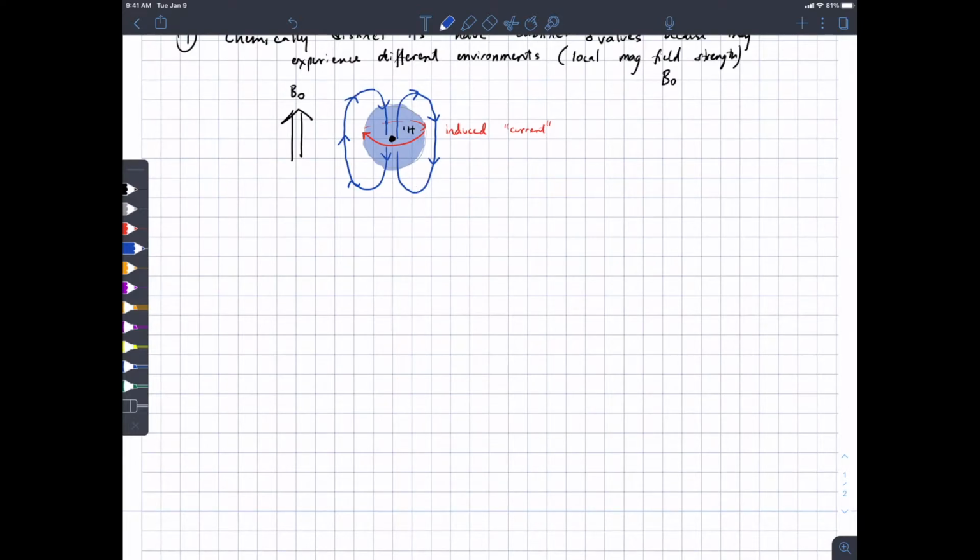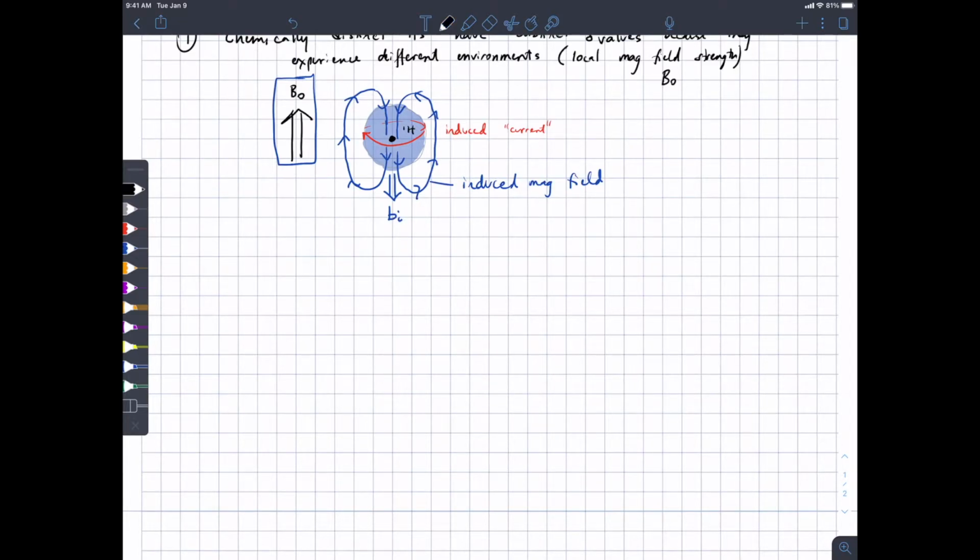Hold on, I got the arrows wrong, didn't I? You can predict the direction of that induced magnetic field based on where the current is going. So this is our induced magnetic field, generated by the electrons in response to the external magnetic field that we're adding. If you look at where the proton is, at that particular point, the field lines oppose the external magnetic field. So we might call this little letter b with a subscript i to mean induced magnetic field.